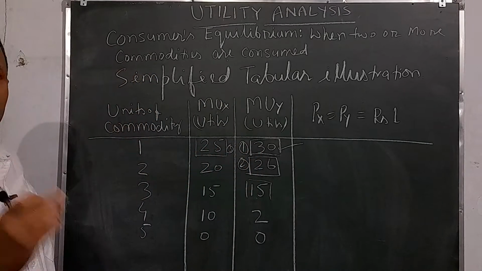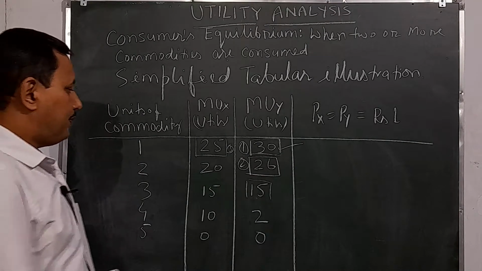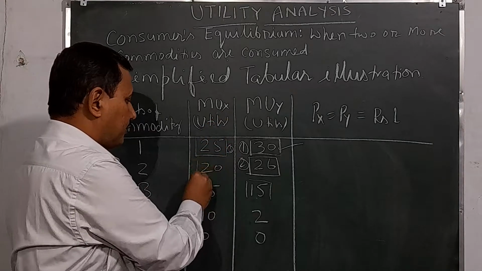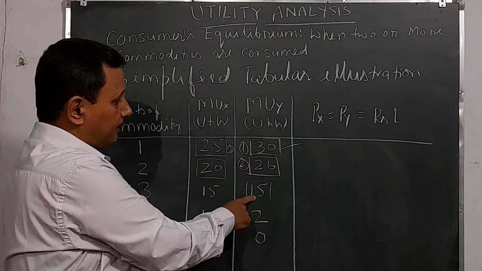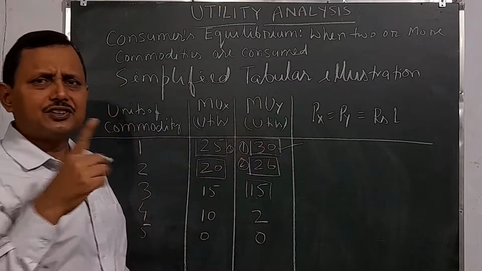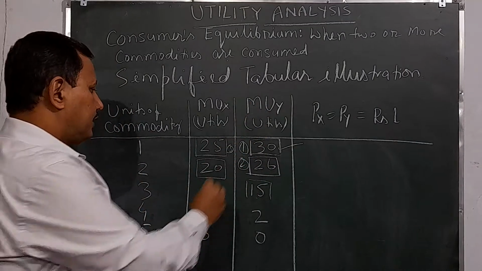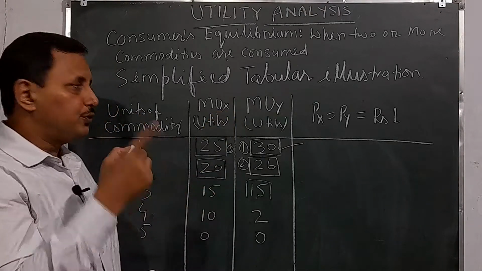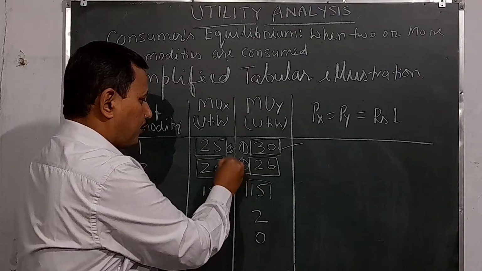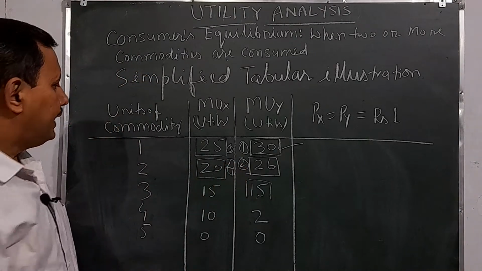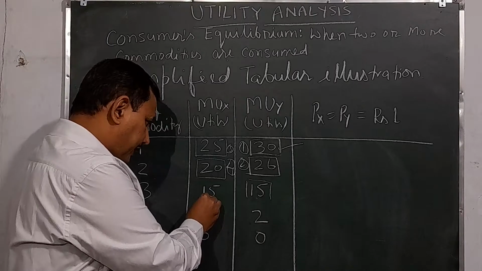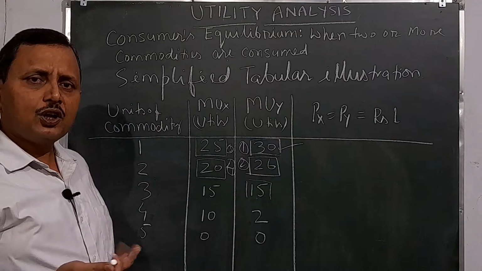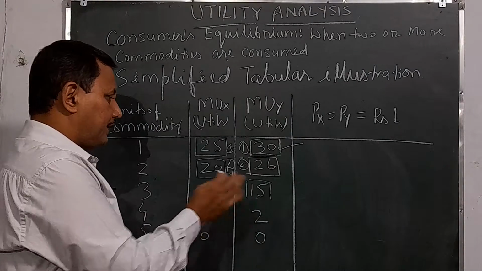Again, if he has 4 rupees, where will he spend the fourth rupee? If he consumes the second unit of commodity X, he will get satisfaction of 20 utils. And if he consumes the third unit of Y, he will get only 15 utils. So he would like to spend on commodity X and consume the second unit. Understood? For the fifth rupee, he can consume either commodity X or commodity Y, because the marginal utility of both commodities is equal. So the consumer will be indifferent; he can consume any.